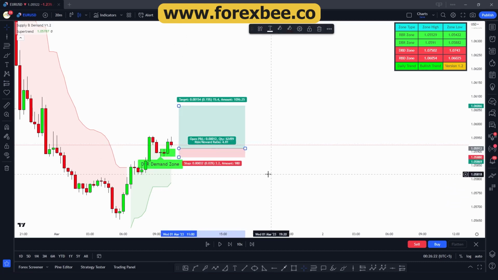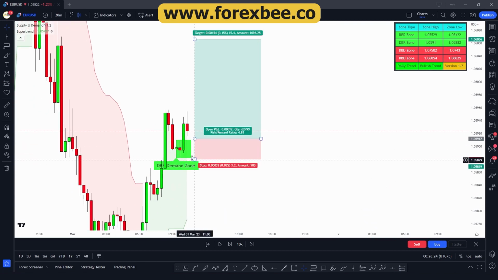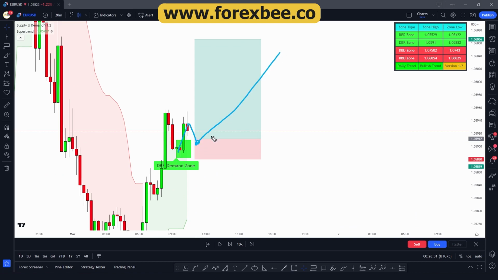And now from here, the market will come back after making this demand zone. The market will go up and then come back to pick these orders and then move in the bullish direction. So let's wait for the market to come back, and let's see what happens.